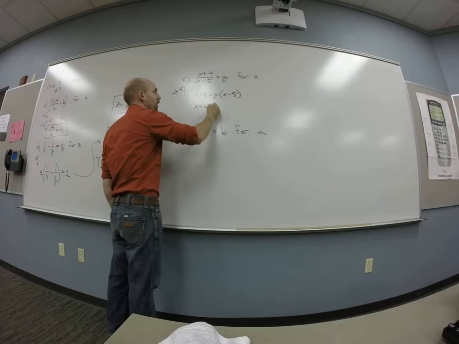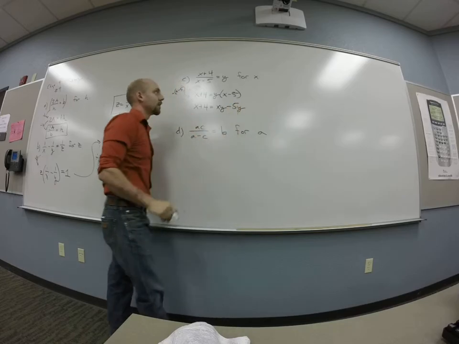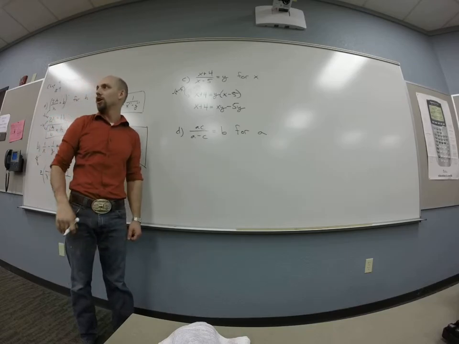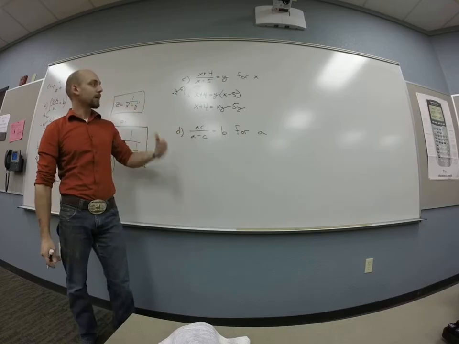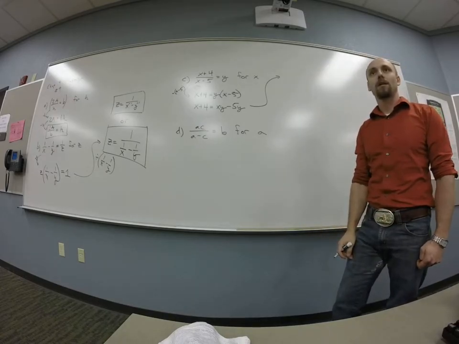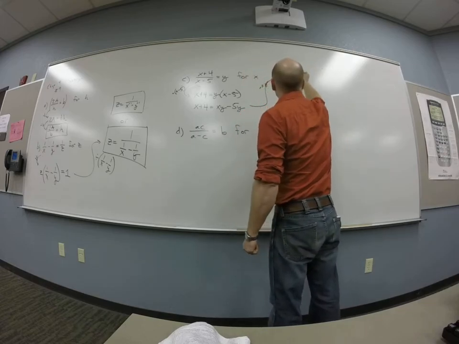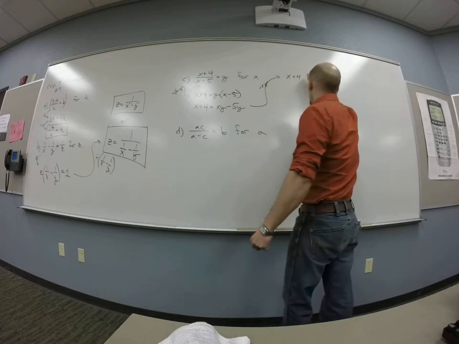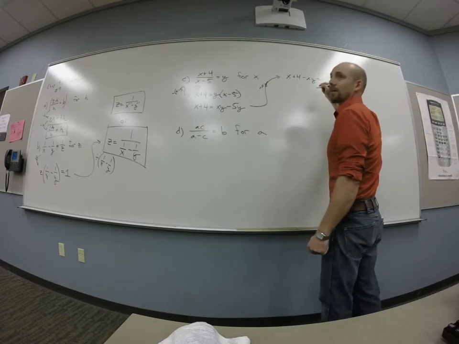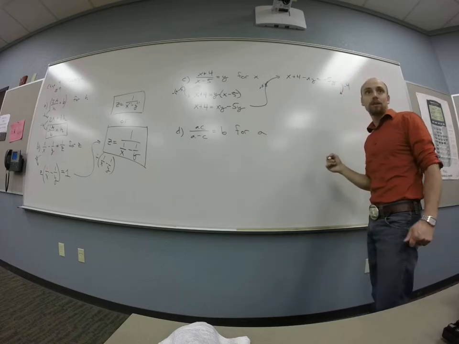So I get x plus 4 is what? xy minus 5y. Now my goal is to solve for x's, right? So all the x's on one side, all the y's and junk on the other. So everything that's got an x, pull it to the left. So how do I get everything with an x to the left? Okay, I can subtract xy. So now I've got x plus 4 minus xy is negative 5y.